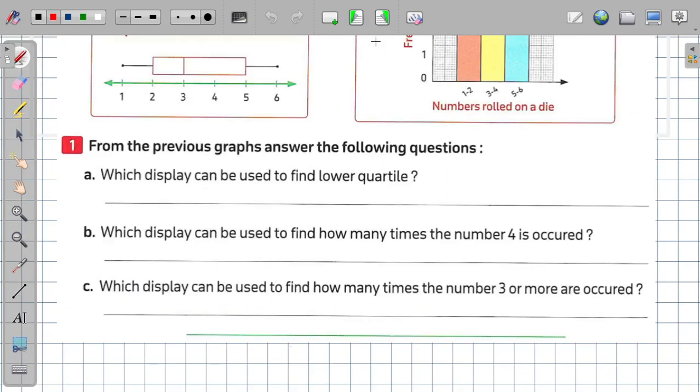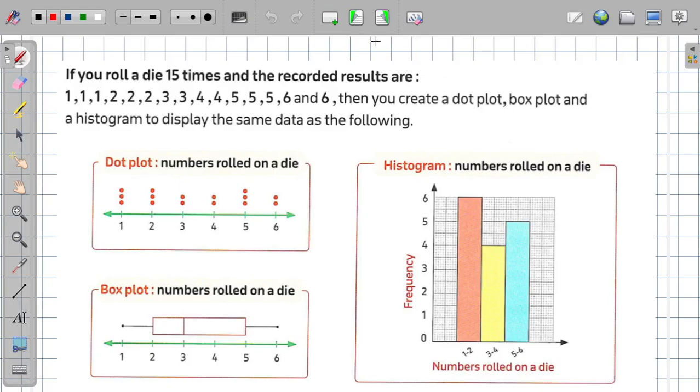Okay, so if we have an example like this, if we rolled a die 15 times and the recorded results are like you see right now, so we created a dot plot, a box plot, and a histogram to display the same data as the following.